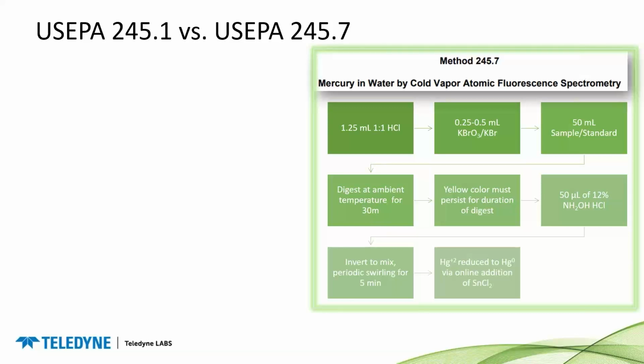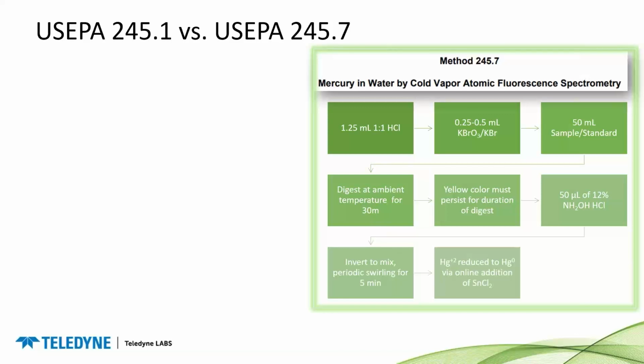For this, we just digest at ambient temperature for 30 minutes. And the yellow color from the bromine monochloride needs to persist for the duration of the digest. And if it doesn't, you'll add more, same as the other method. And then you'll use 50 microliters of the hydroxylamine hydrochloride to reduce the preservative.